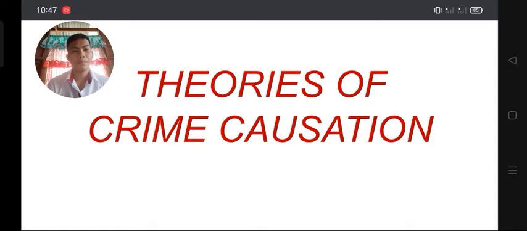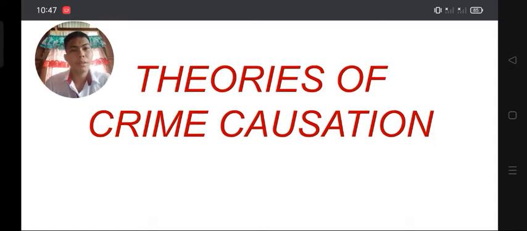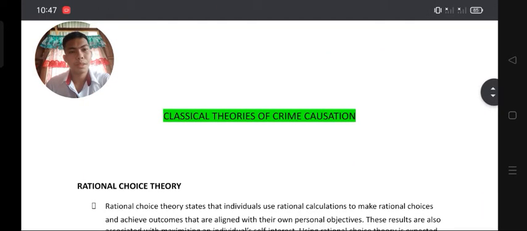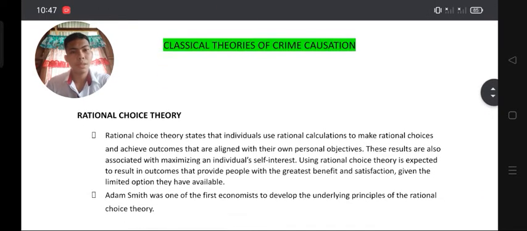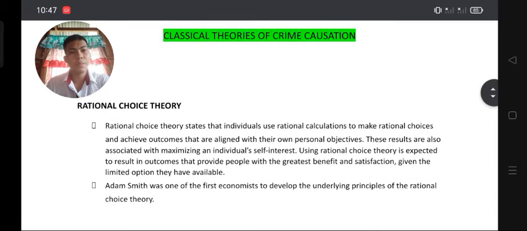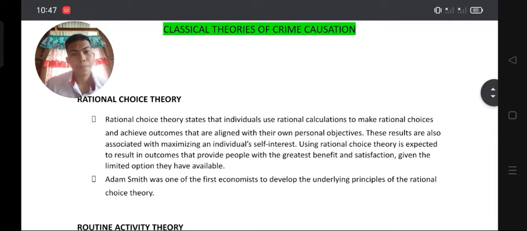Our topic today is theories of crime causation. First topic is classical theories of crime causation. Under the classical theories of crime causation is rational choice theory.